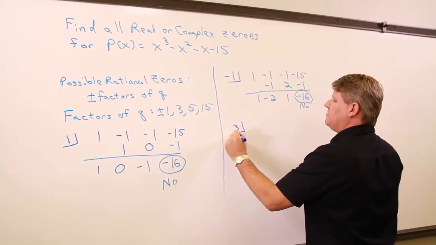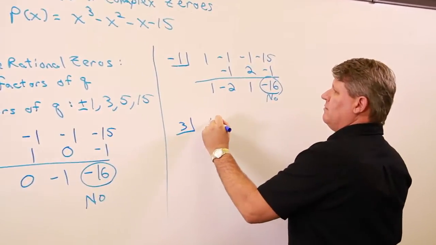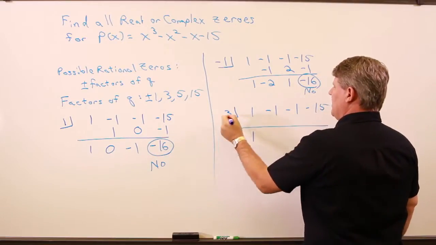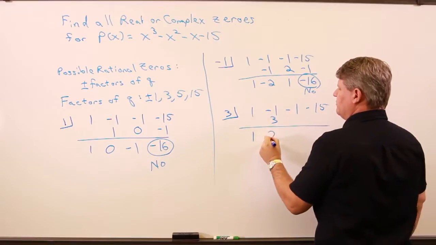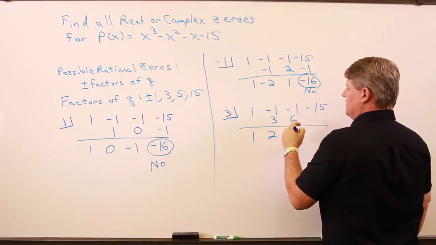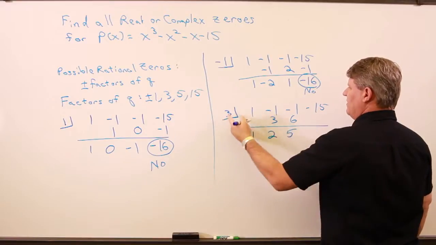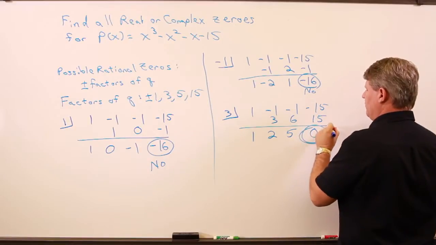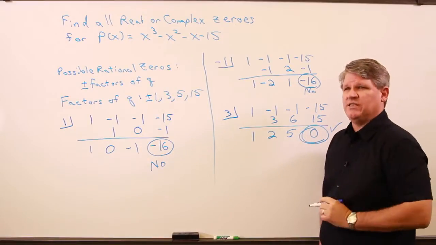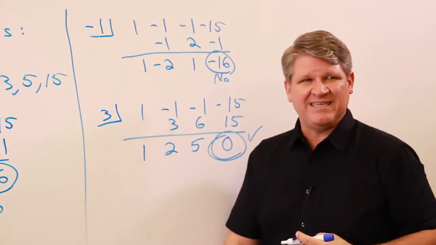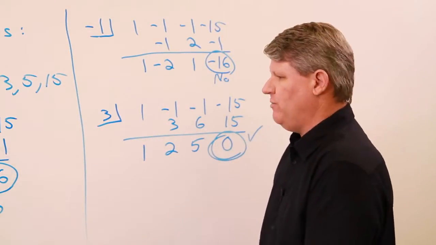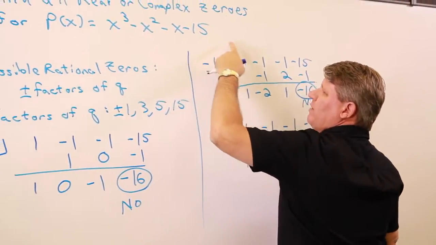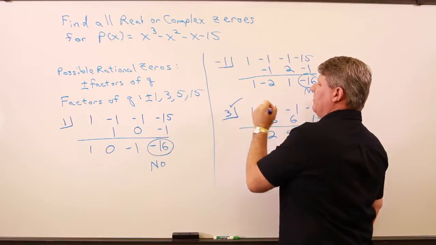So if I try synthetic division with 3, using 1, negative 1, negative 1, negative 15, I bring my 1 down and multiply. Negative 1 and 3 gives me 2. Times 3 is 6. Negative 1 and positive 6 is positive 5. Times 3 is positive 15. And negative 15 and positive 15 add up to 0. My remainder is 0. So that means that 3 is, in fact, a 0 of the polynomial. The remainder theorem says if I plug 3 back in everywhere I see an x and add them up, I would get 0. So this is one of my answers.